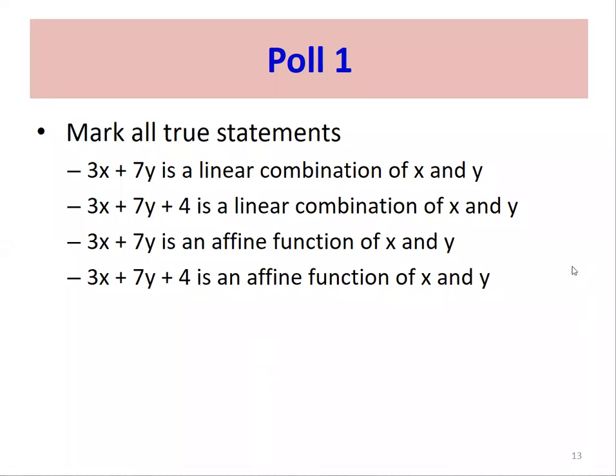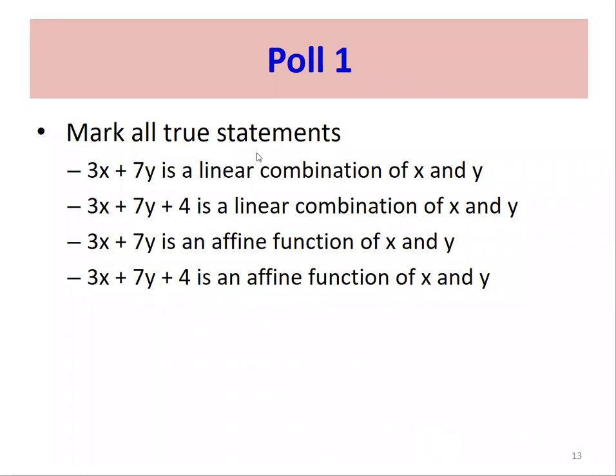To answer the question from Elias, we'll get to those kinds of things later. A tanh of a sigmoid is just another function, right? And we will see those later in the course. Anyway, so 3x plus 7y is a linear combination.